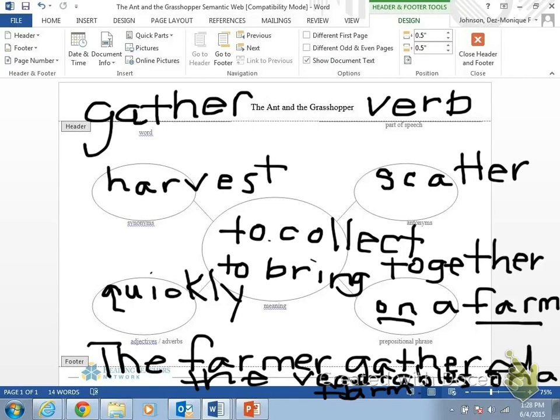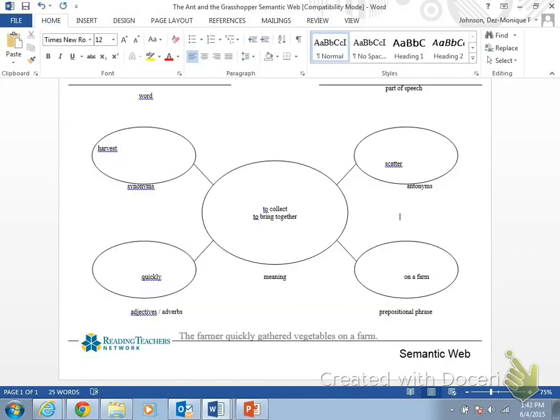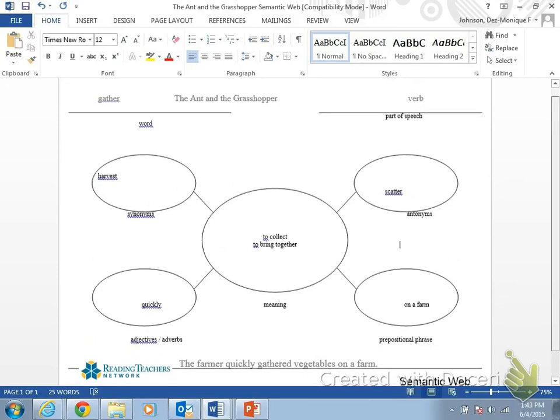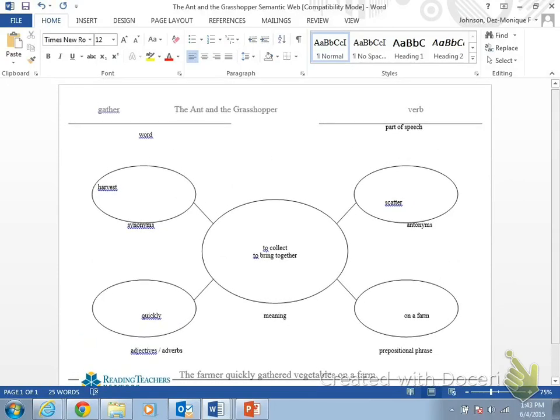So what I'm going to do is take everything that we have on our web and organize it for you and show you the completed project. All right, here we go. All right, so now we have everything nice and neatly organized and we can see our completed semantic web, just the way we wrote it out together.